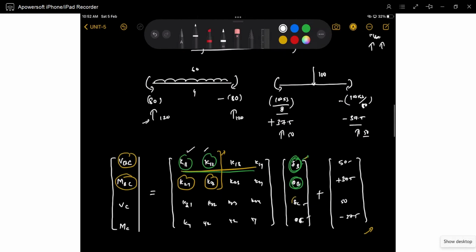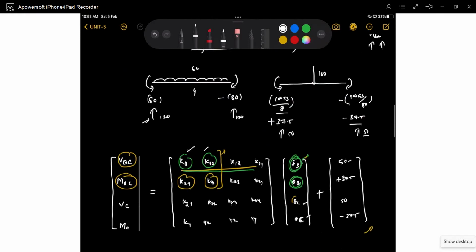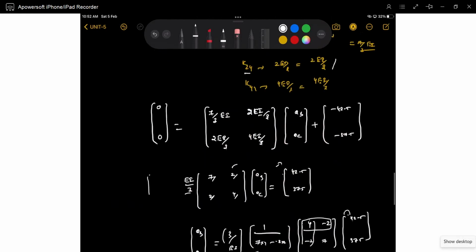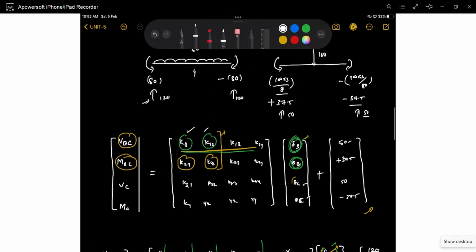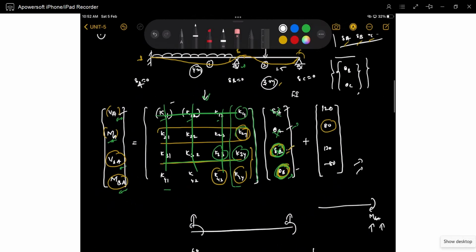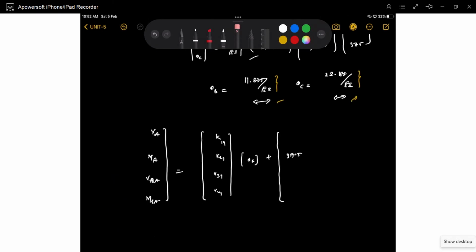K, or see, K14, K24, K34, K44 multiplied with theta B. You can just write like you can take 50, 37.5, 50, 37.5. What are those values? 120, 80, 120, minus 80. You can write like this, otherwise no need to write, you can directly do the problem.